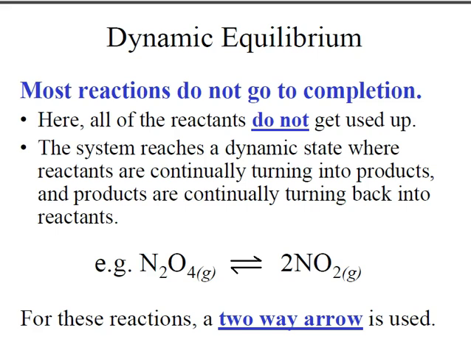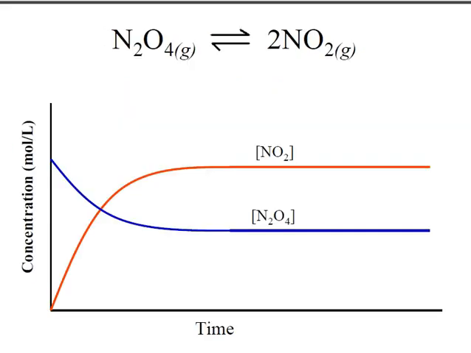However, most reactions that occur in nature and just in life in general, they do not go to completion. And the reactants do not all get used up. Instead, the system reaches a dynamic state where the reactants are turning into products and the products are turning back into reactants. And we saw a simplified version of that in the gym bag. The water molecules on the towel were evaporating while some of the evaporated water molecules were condensing on the towel. So it's going forward and reverse at the same time. So for those types of reactions, we use a two-way arrow.